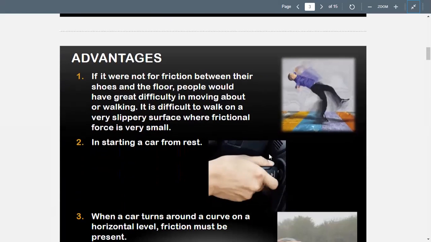Now, what are the advantages of friction? If it were not for friction, then we would not be able to have locomotion. It is very difficult to walk. It is very difficult to roll in your bed if there is no friction. Now, number two, in starting a car from rest, you will probably engage the ignition switch. So again, you have to overcome friction and make it move.